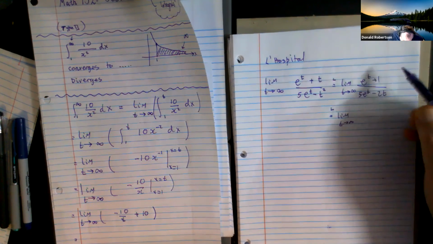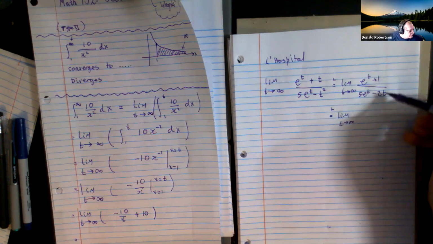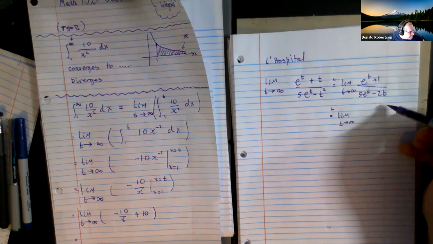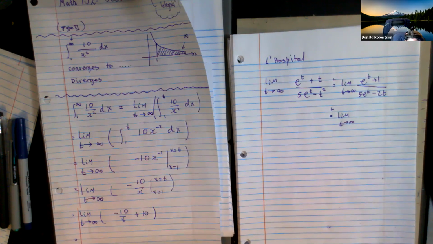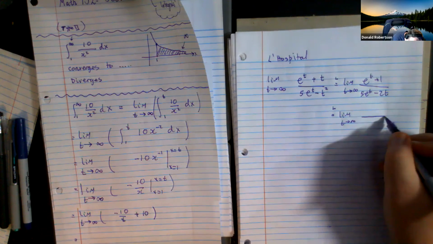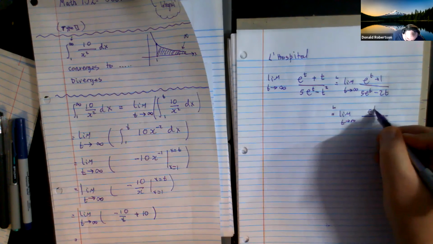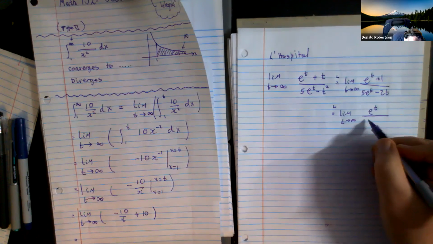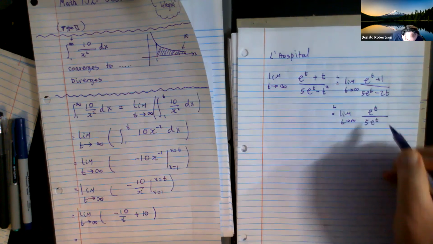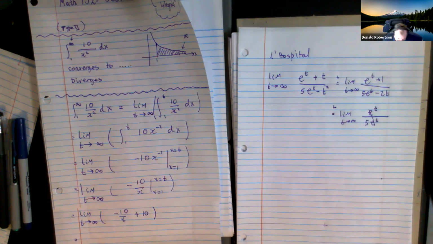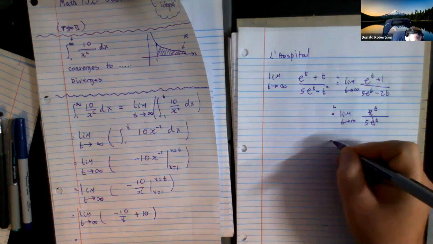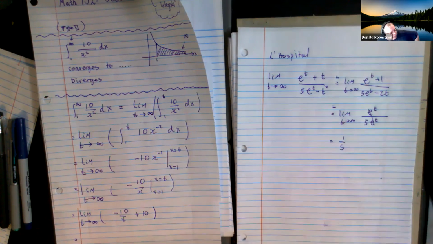If I plug infinity in here, would you agree that these just become infinity on top, infinity in the bottom, and who knows, I'm nowhere. But if you do it a second time, sometimes even a third time, that's the top guy derivative. This is the bottom guy derivative. Do you see I get a cancel? And what am I left with? I'm left with a fifth.